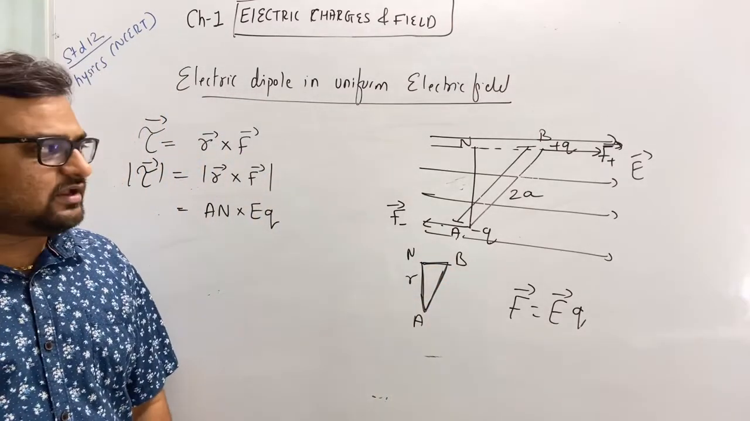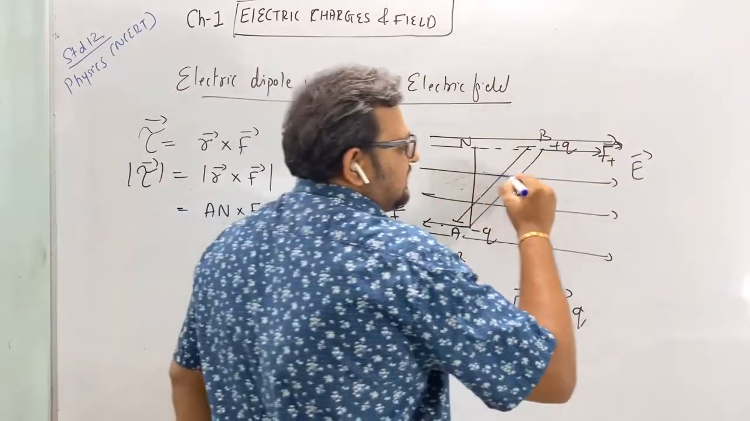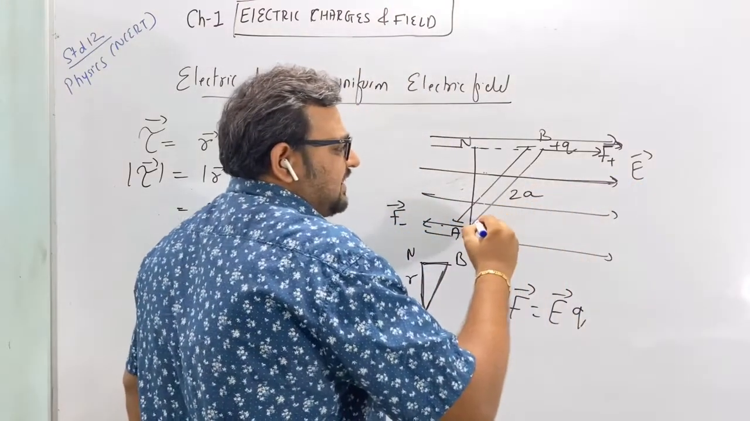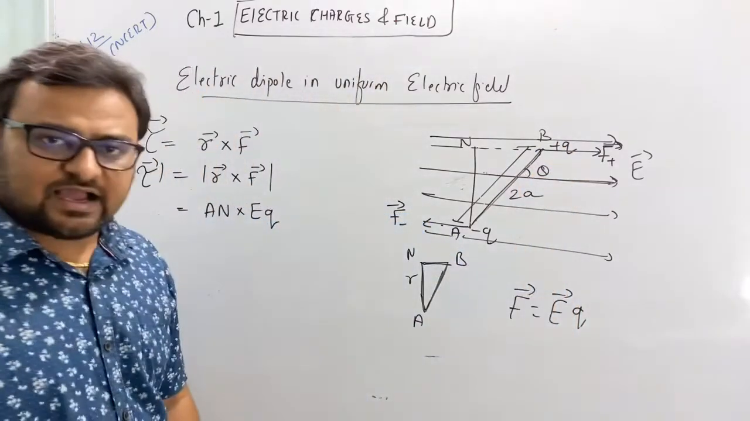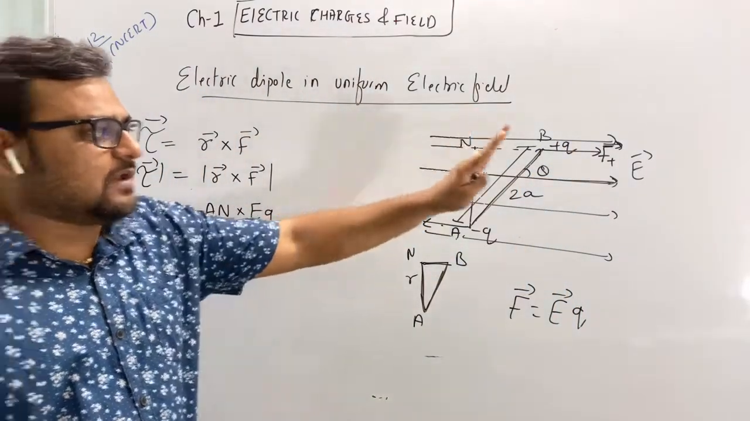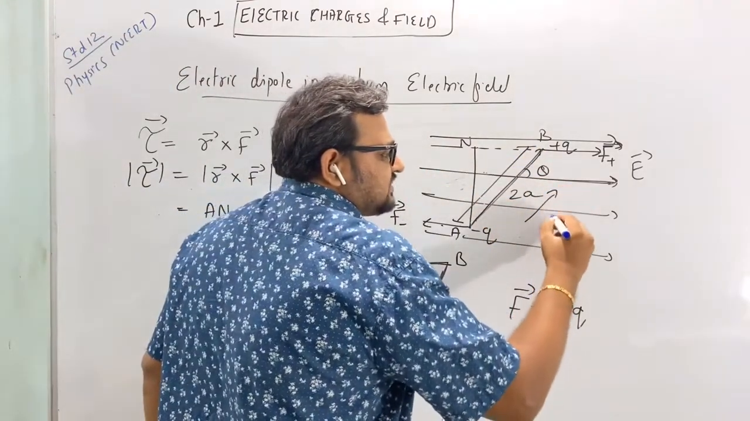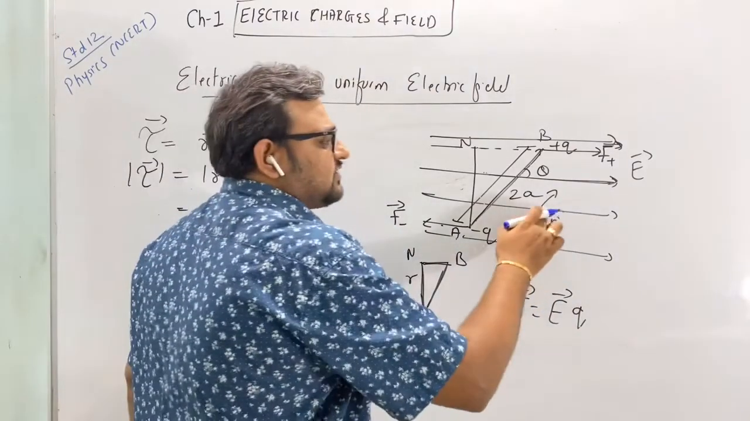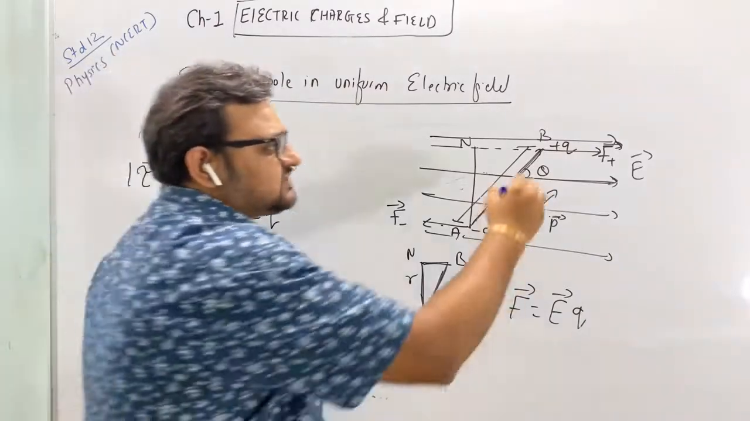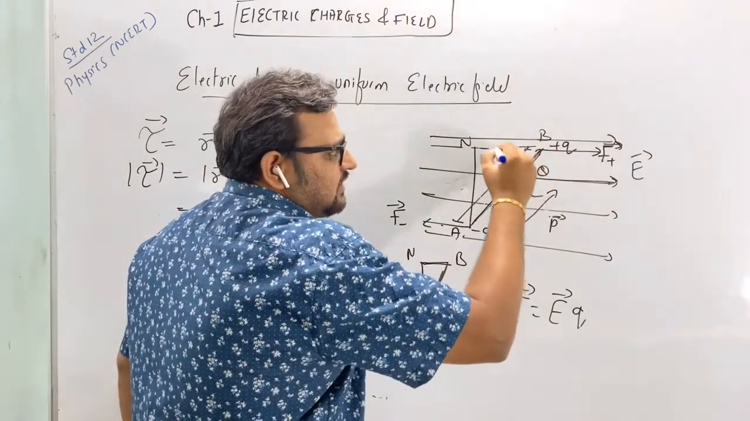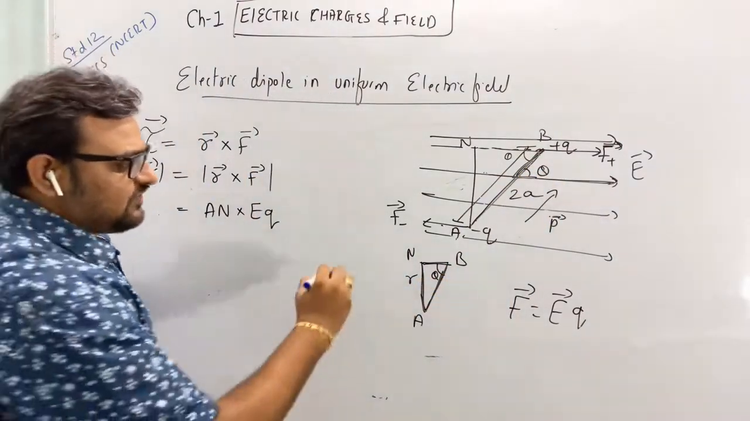Clear? Now I want to find the value of R, which is AN. Now see, this is the electric field direction, and the direction of the dipole is this way. So let this angle between the dipole and the electric field be theta. The direction of the dipole is from negative to positive, so this is the direction of the dipole, in vector form. So this angle is theta. This angle will also be theta. Right? See this way.